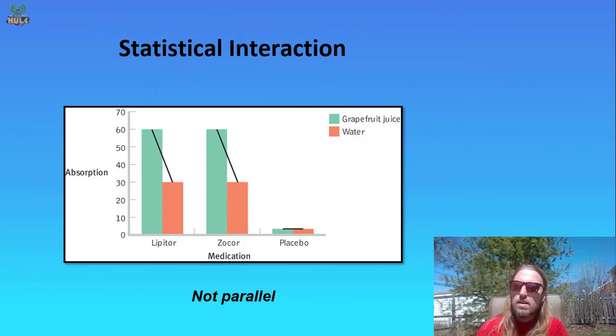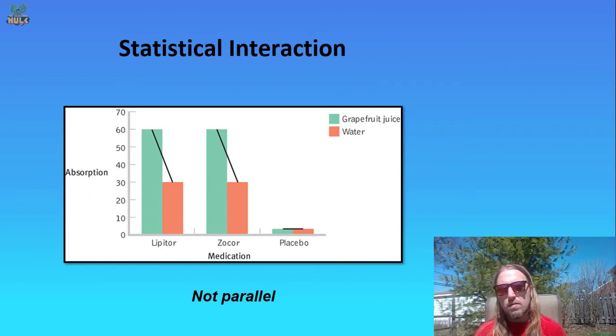The other thing we can see, if we go back to the way our data actually looked, is the statistical interaction. And one way of observing a statistical interaction in graphing data is to look at the lines and see if they are parallel. So if I draw a line between grapefruit juice and water just for Lipitor, so the top of one bar down to the top of the other, that tells me how beverage changed absorption levels within the group of Lipitor. Now draw the same line over there for Zocor. See that both these lines have fairly downward slopes.